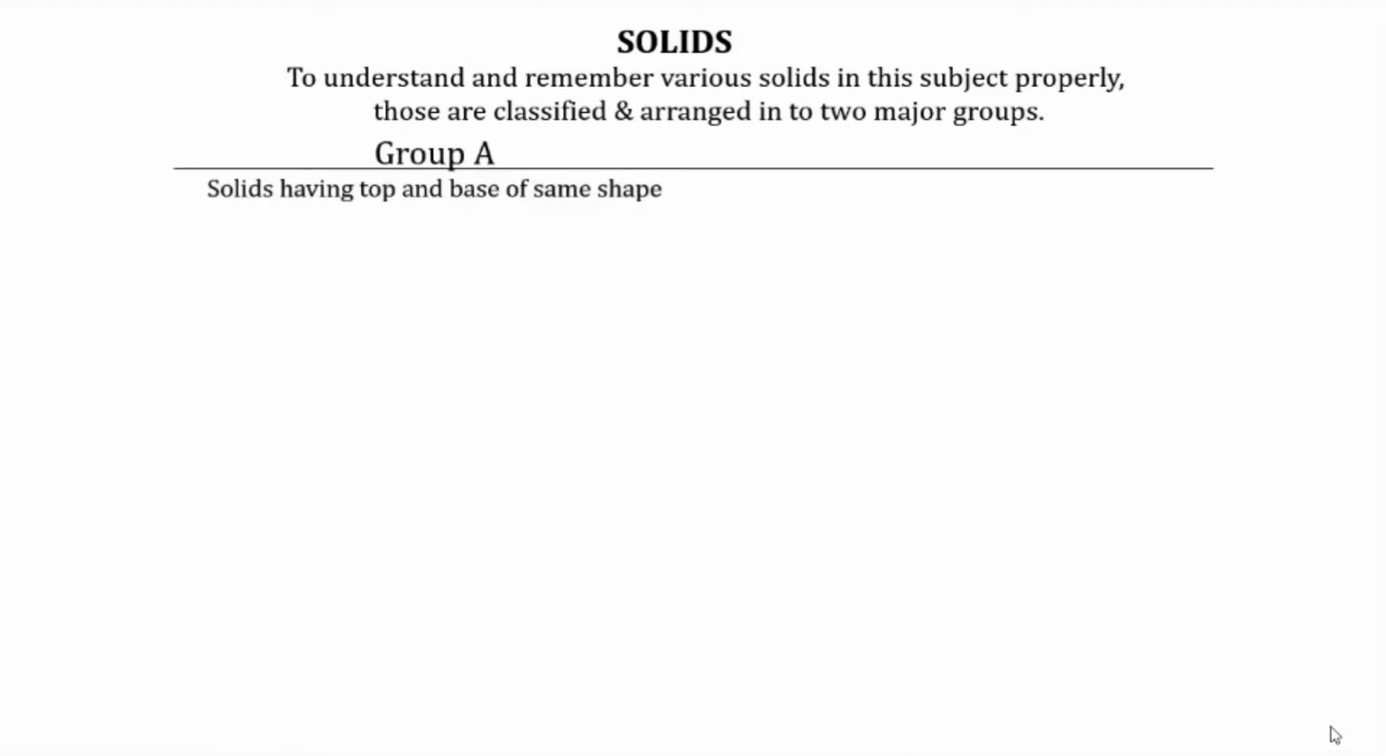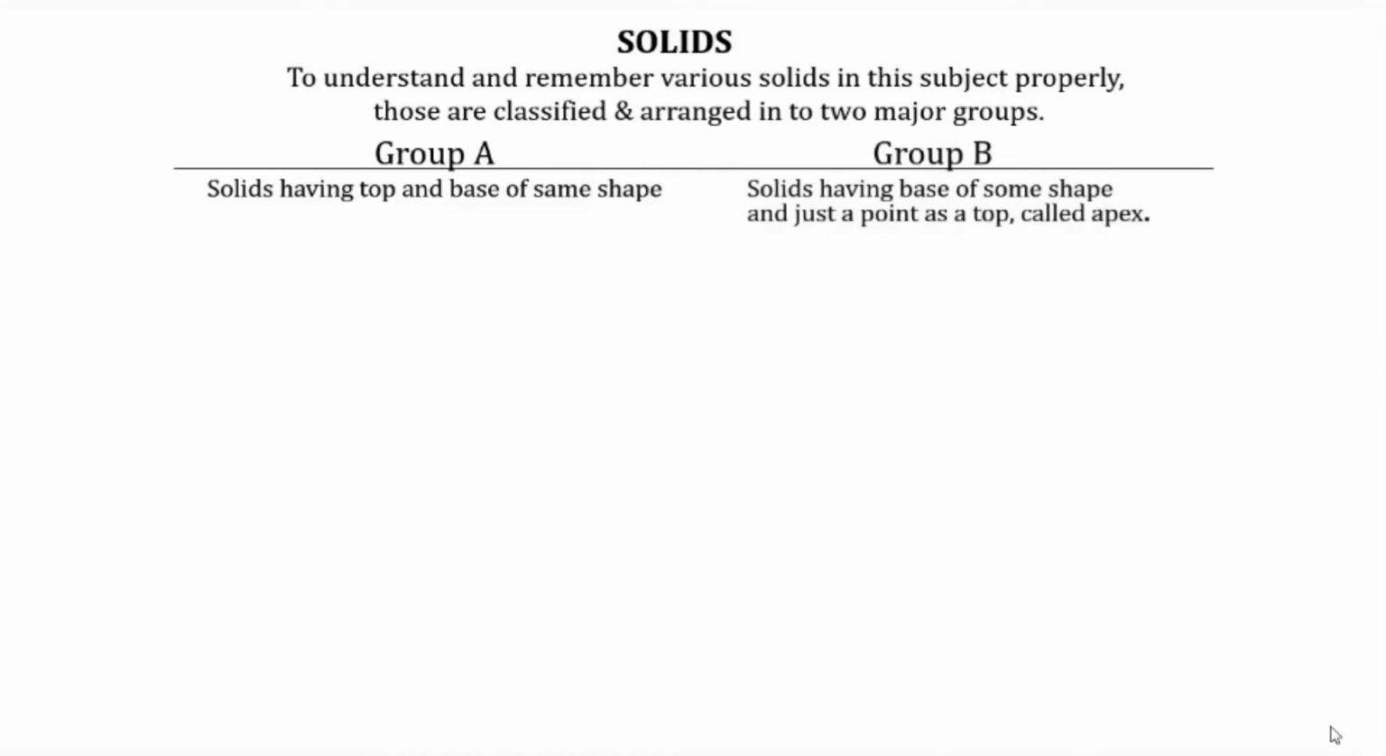The solids are mainly classified into two major groups. This is again the case of basic solids. The first group is solids having a top face and a bottom face, also known as the base, of the same shape. So solids having top and base of the same shape are group A.